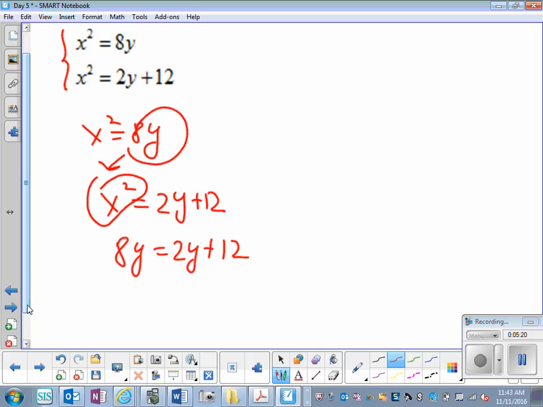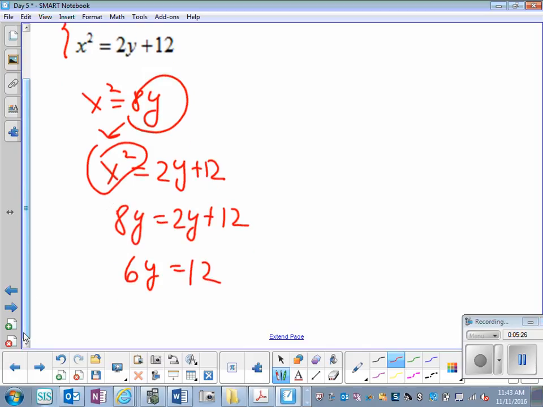So what do I do? Minus 2y on both sides. So I have 6y equals 12. And then I can divide by 6. So y equals 2. So I solved for y.